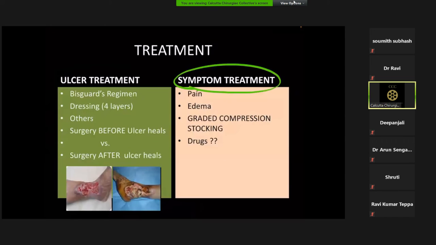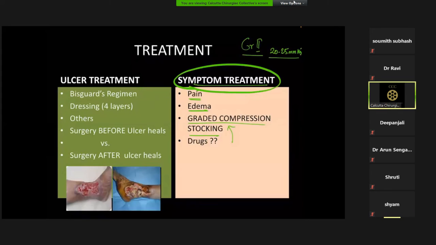So symptoms like pain and edema are treated with a graded compression stocking. Now, the graded compression stocking that we use is usually a grade 2 by the British standards and gives a pressure of about 20 to 25 millimeters of mercury. Okay, at the ankle.